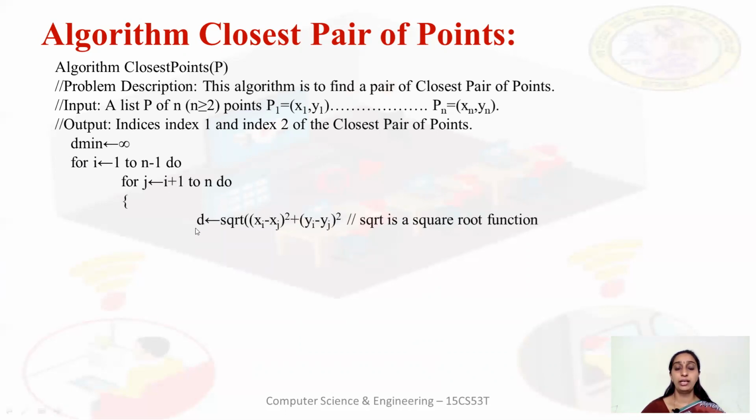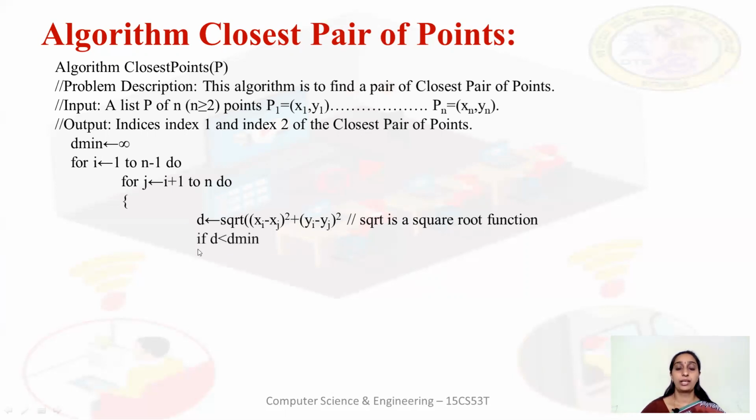So we will take d is equal to square root. So Euclidean formula ide alva, that is d is equal to square root of xi minus xj whole square plus yi minus yj whole square. Okay. So here sqrt is nothing but a square root function.